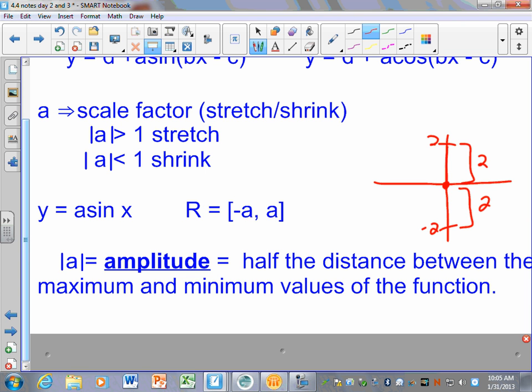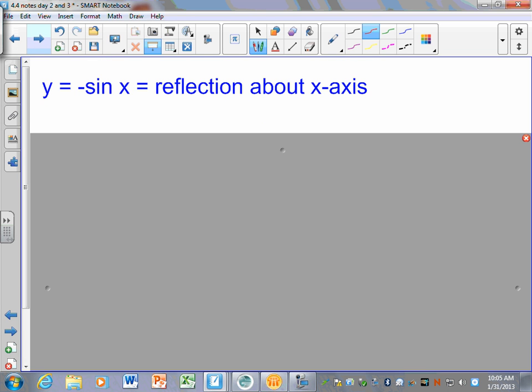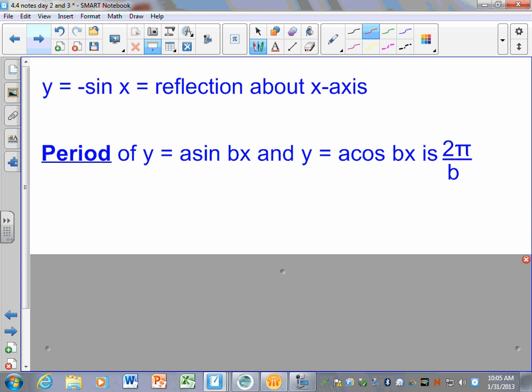A couple more things. I know the bell's about to ring in a second. If there's a negative in front, just like always, a negative means it's going to flip it over, so it's going to reflect it. And the one thing that we really aren't getting to today is the period. The period could change, and so maybe kind of look at that tonight as you're starting your homework.